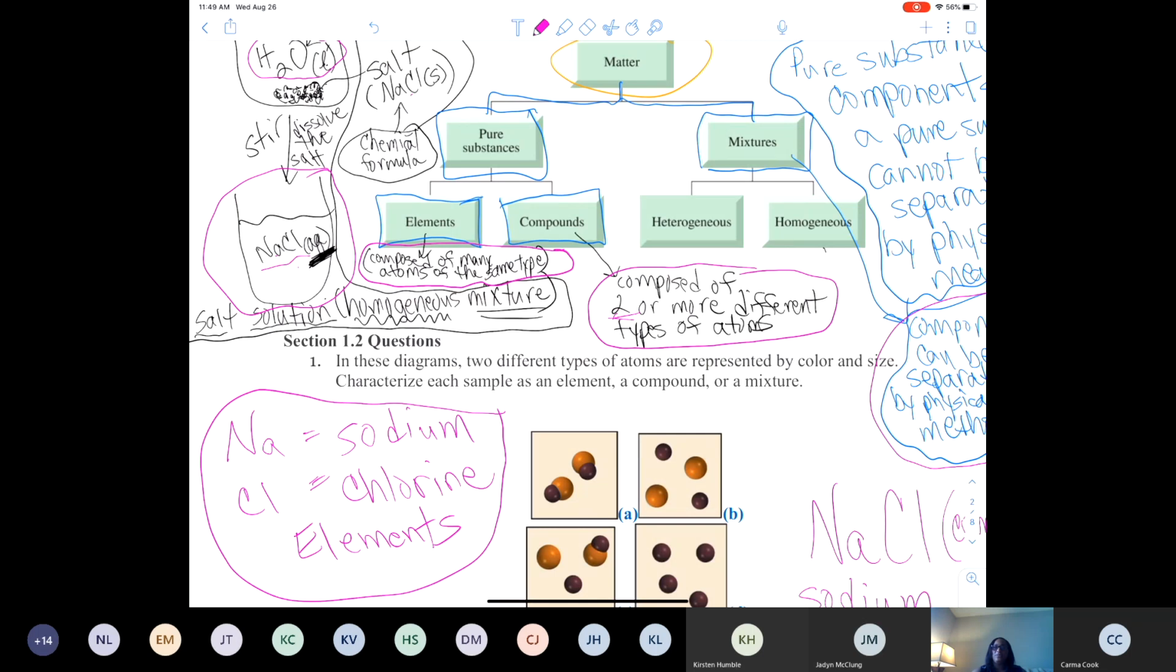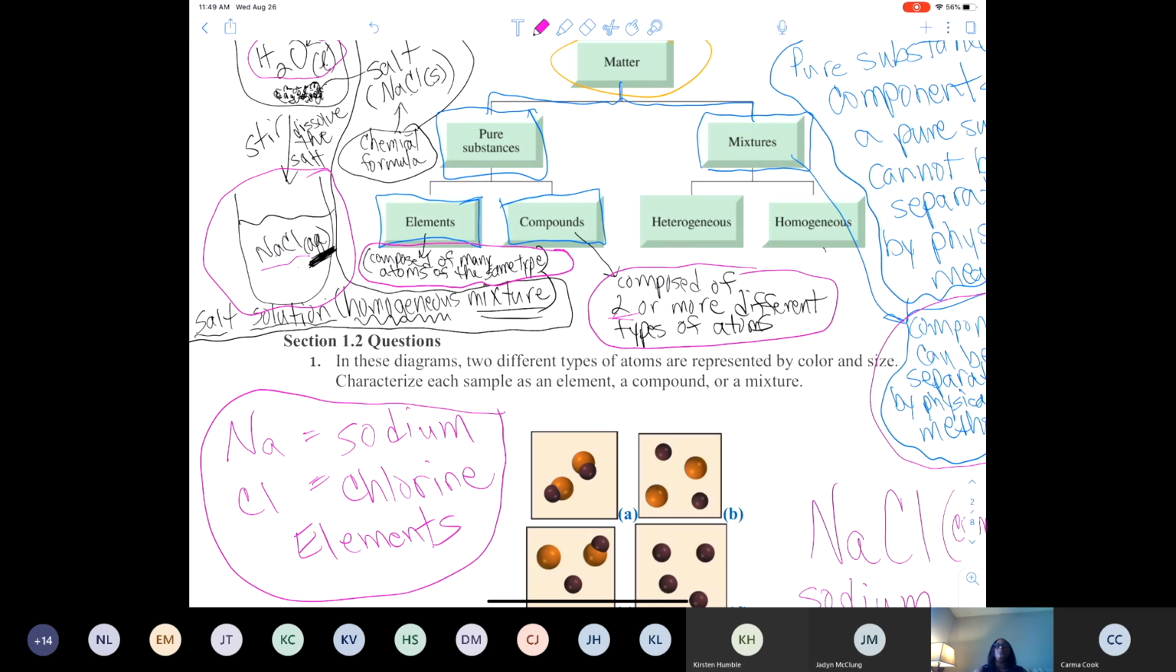Any ideas? Yes or no? Can I use physical methods? Very good, Michael. No. No. We would have to use chemical methods. You are correct. So you cannot use physical methods like boiling or filtering to separate out the different atoms that make up a compound, or for that fact, to separate the elements, the atoms that make up the element sodium or the element iron. You can't use any type of physical methods. You have to use chemical methods.